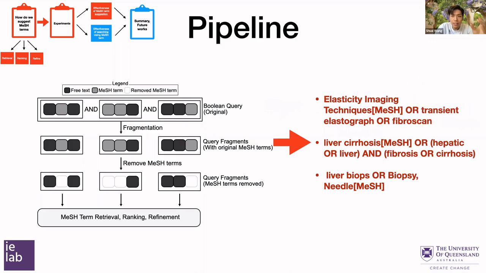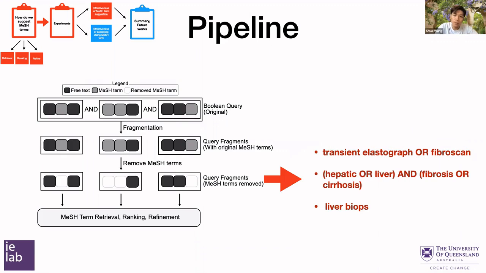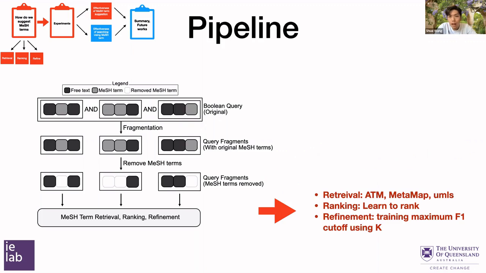After fragmentation, we now have 3 fragments with MeSH terms appearing in each one of them. So now we can remove these MeSH terms. We can see here that the white little square box means that these MeSH terms are removed. And the example shown on the right side shows that there are no MeSH terms in the fragments anymore. After we have the MeSH term removed query, we can use the suggestion method to suggest MeSH terms for the fragments. Remember, what we do is 3 steps: MeSH term retrieval, MeSH term ranking, and MeSH term refinement. So now we have the MeSH terms suggested.